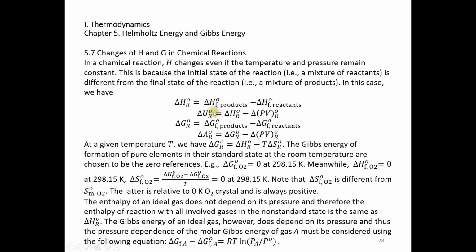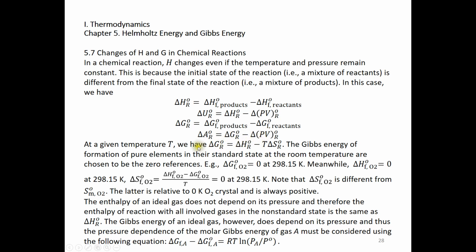What about the standard internal energy of reaction? U and H differ by PV. So delta U is delta H minus delta PV. Now let's look at the standard Gibbs energy of reaction. It is equal to the standard Gibbs energy of formation of products minus the standard Gibbs energy of formation of reactants. And what about delta A, the Helmholtz change? Well, since A is G minus PV, delta A is delta G minus delta PV.